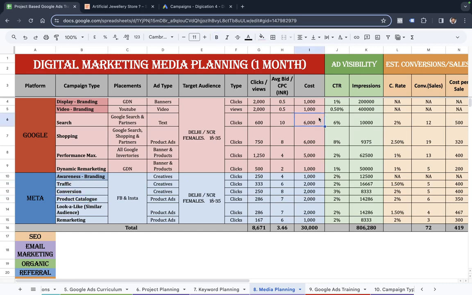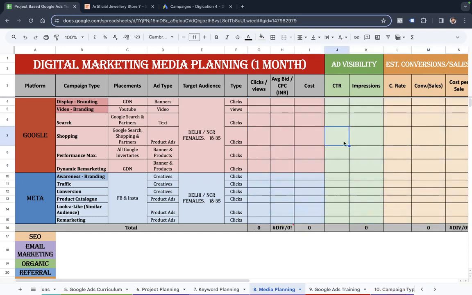Now, the media planning starts with all of these numbers. So we have to pull out the numbers for each and every campaign. So let's start from scratch by removing all of these figures from the sheet. So we start from the very scratch.